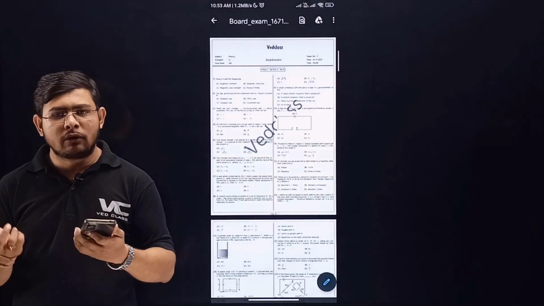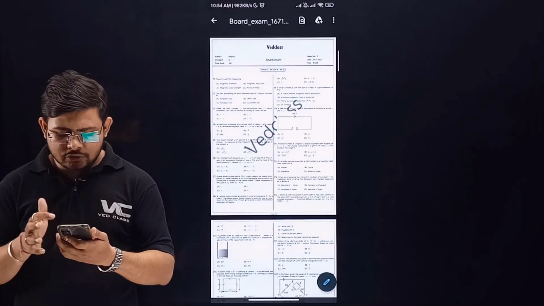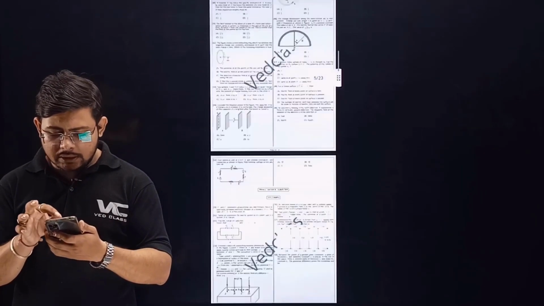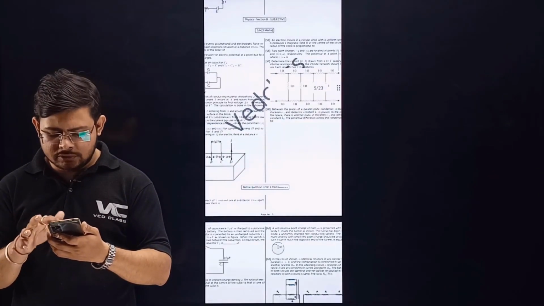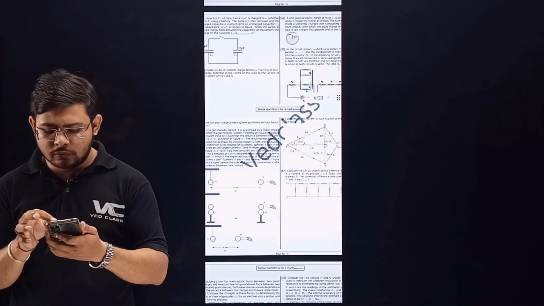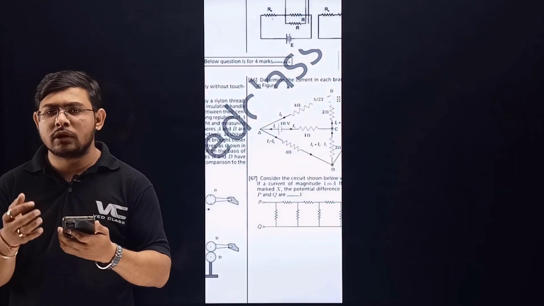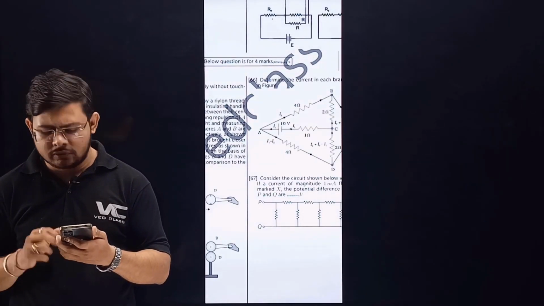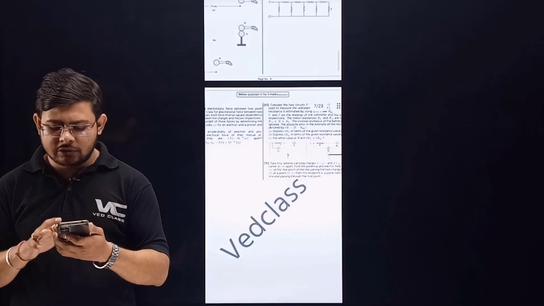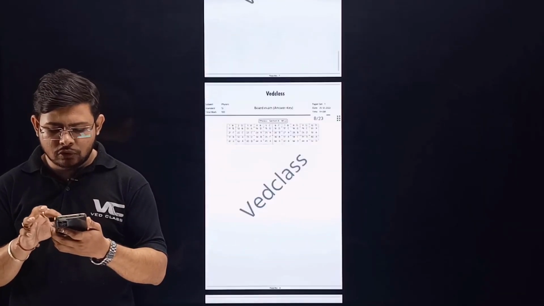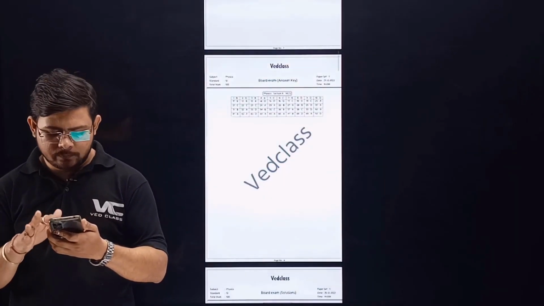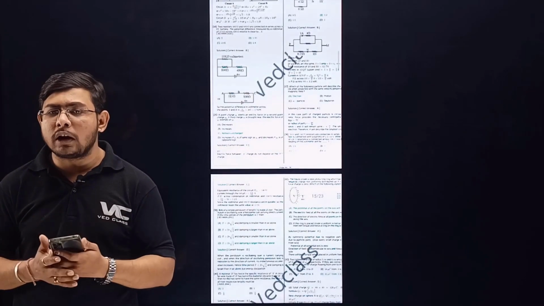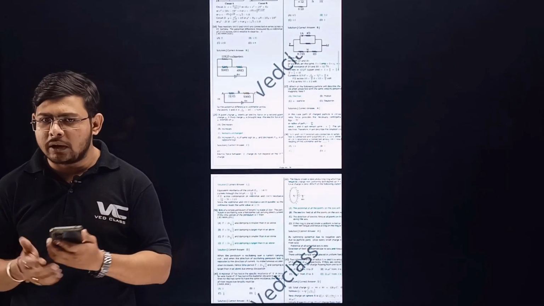Here your paper is downloaded and already open. As you can see, section A is all the MCQ questions. In section B, you can see 2 marks questions, 3 marks questions, and 4 marks questions. Here it also says attempt only 3, which means we have marked 1 as an optional question, and then 5 marks questions. Then you can also go for the answer key of the MCQ, then solutions. So this type of board paper you can create from the Vedclass paper generation application.